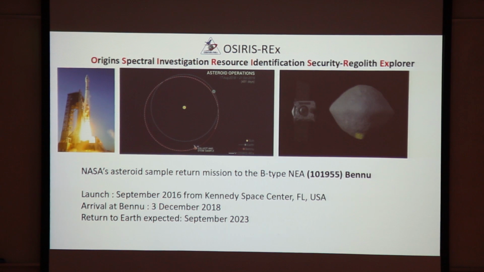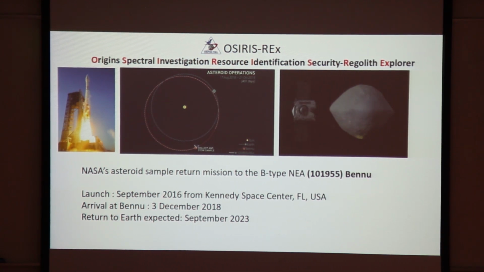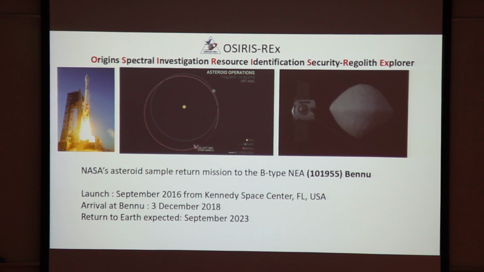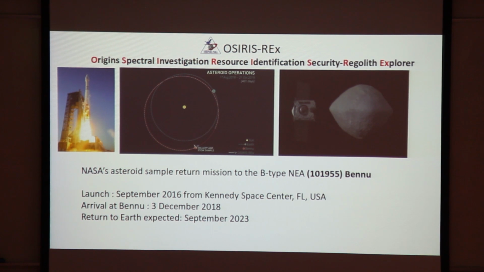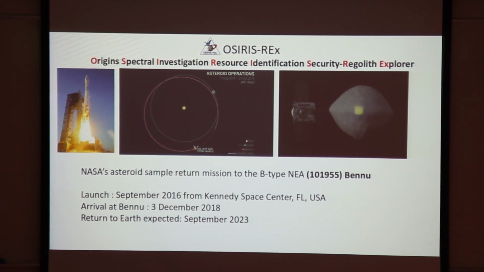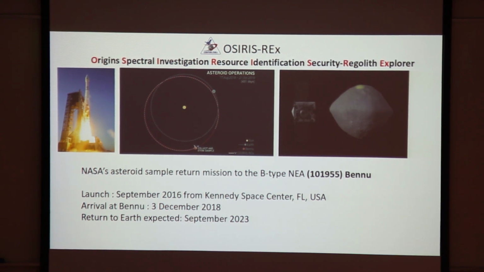So the mission was launched in 2016. To the asteroid Bennu, it took about 2 years. In 2018, in December, the spacecraft got to the asteroid after several trajectories. So it's a very small asteroid, about 490 meters in diameter. And it's a B-type asteroid, so it's spectrally characterized as B-type. So you have the reflectance that goes down at all the wavelengths if you transit from the near ultraviolet to the near infrared, so it's spectrally a B-type asteroid.